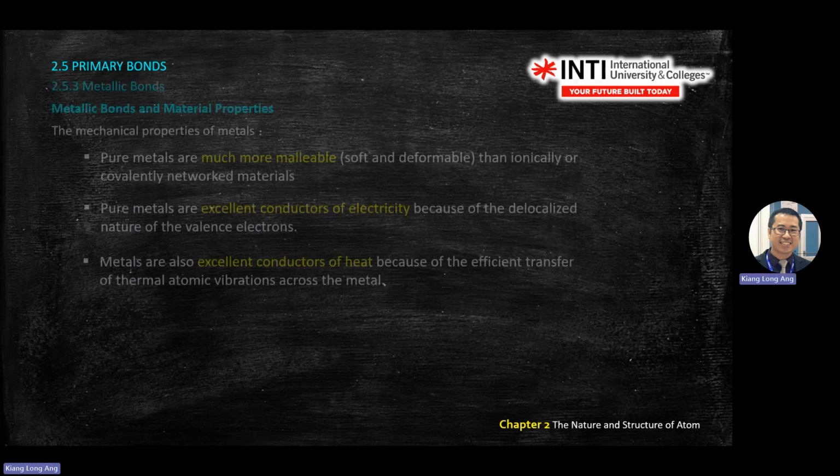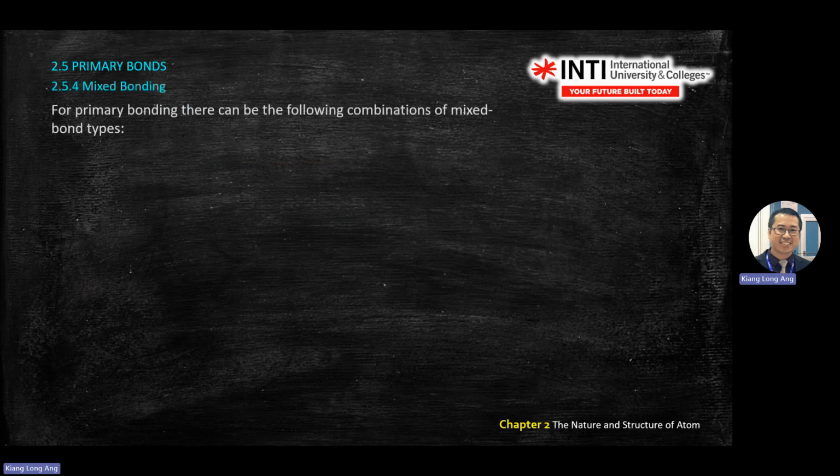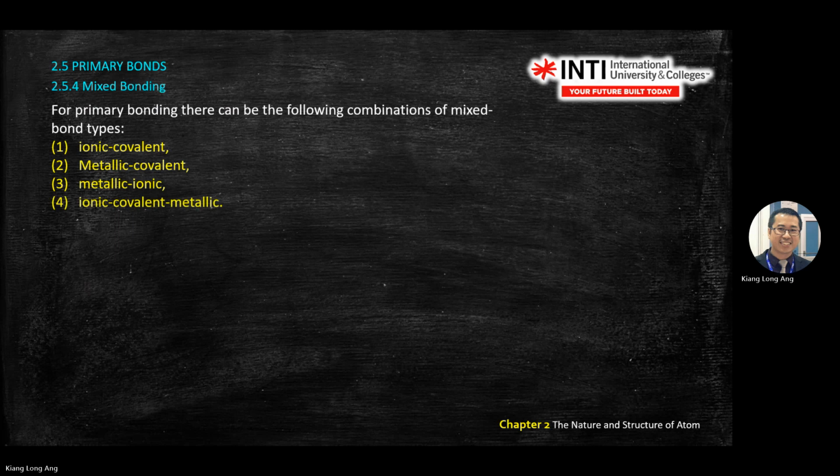Okay, so we have done with the metallic. Another one is called mixed bonding. Mixed bonding means we take the main bonding, like for example, ionic covalent, metal covalent, and metallic ionic. There are 4: ionic covalent, metallic. So they are mixed bonding. They mix between the ionic, covalent and metal. They mix between 3.